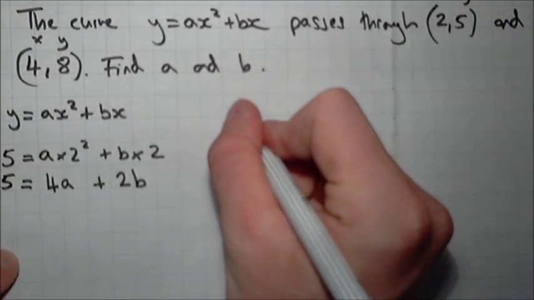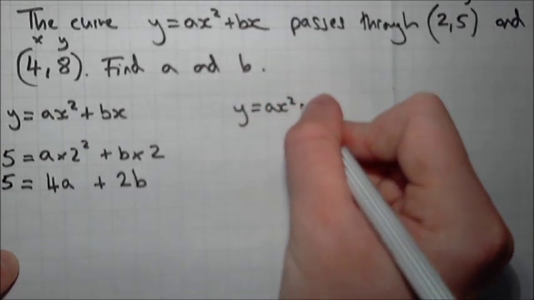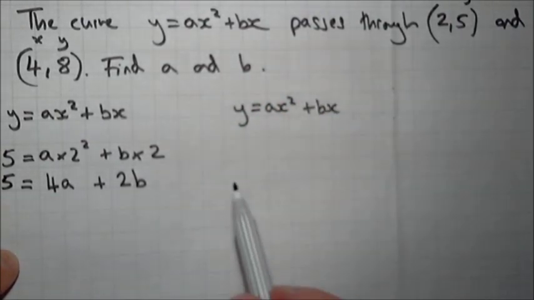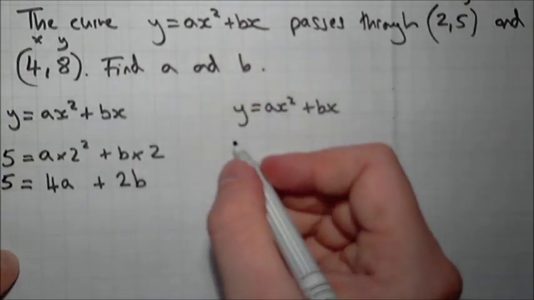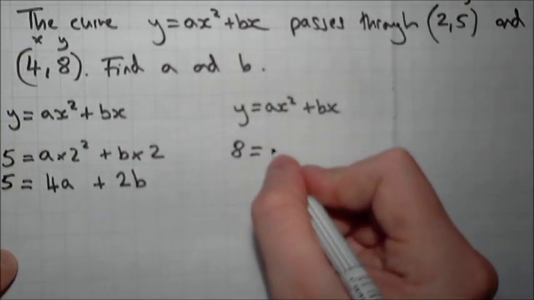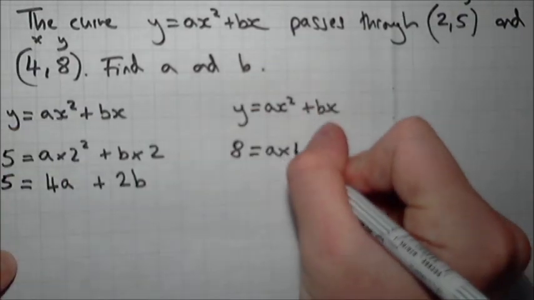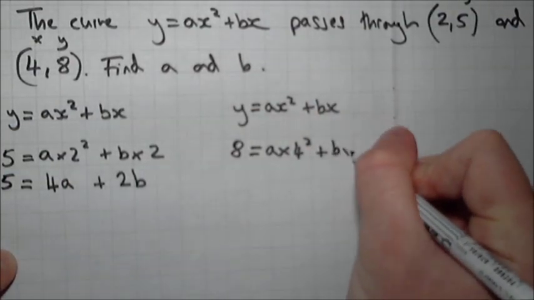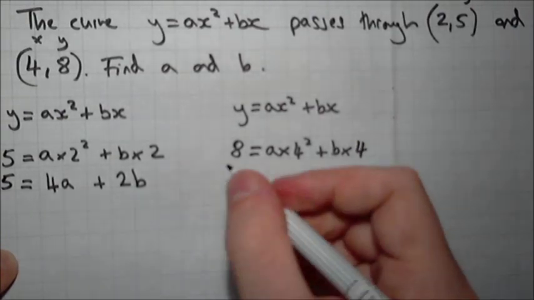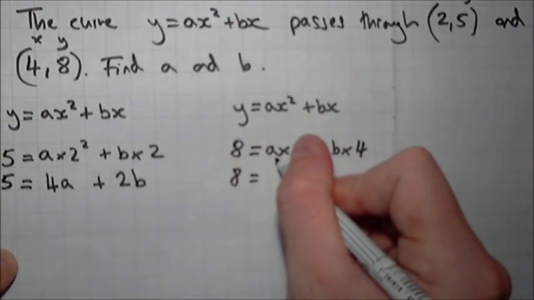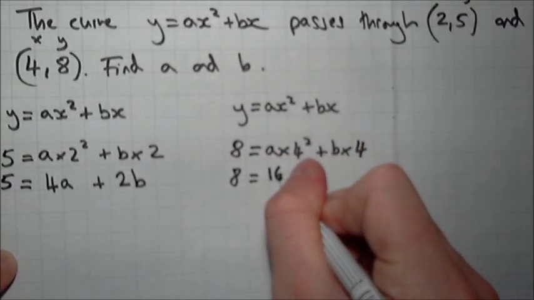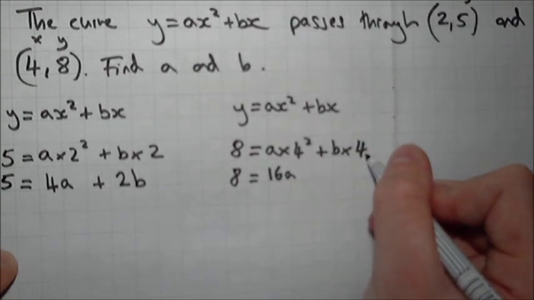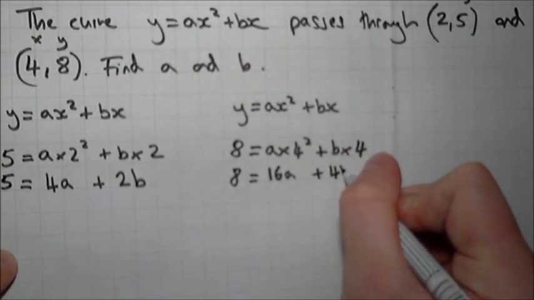So again, work the same. y equals ax squared plus bx. This time, where there's an x, change it to a 4. Where there is a y, change it to an 8. So the first one says y, so that makes it 8, equals a times 4 squared plus b times 4. Let's simplify it again. 4 squared is 16, so that's going to get 16a. b times 4 is 4b, so plus 4b.